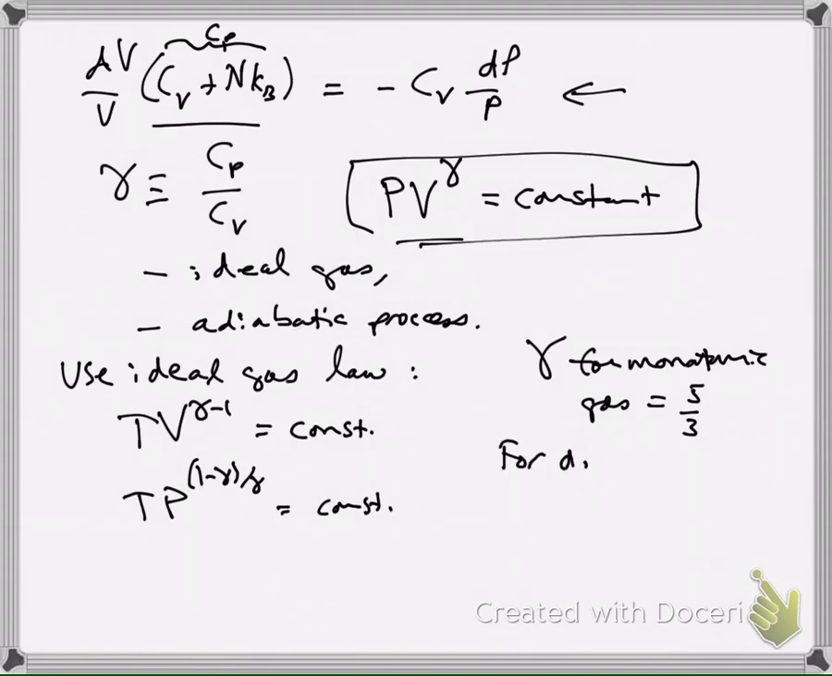For diatomic gases, which is really directly relevant for things like air, what you find is that gamma is 7/5. So why is the heat capacity at constant volume for a diatomic gas bigger than for a monatomic gas?